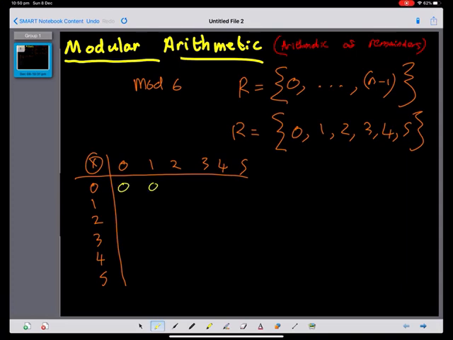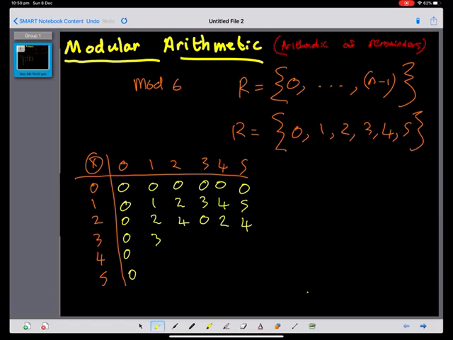So we're just going to get 0 here, 0 is here. 1 times 1, 1 is allowed, 2 is allowed, 3 is allowed, 4 is allowed, 5 is allowed. 2 is allowed, 4 is allowed, 6 is not allowed. We get a remainder of 0. 2 times 4 is 8. 8 is not allowed, but we get a remainder of 2. 10 is not allowed. We get a remainder of 4.